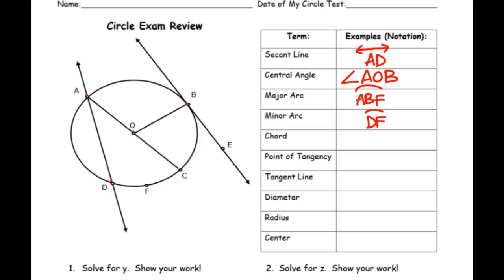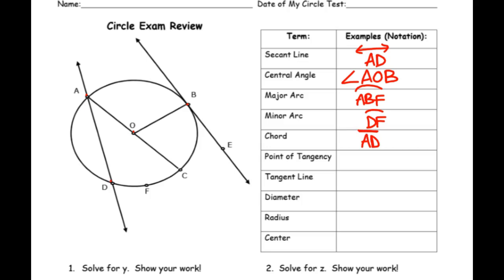A chord, so from A to D was a secant line if you consider the whole line, but if you just consider the segment between A and D, no arrowheads on top, that's a chord.